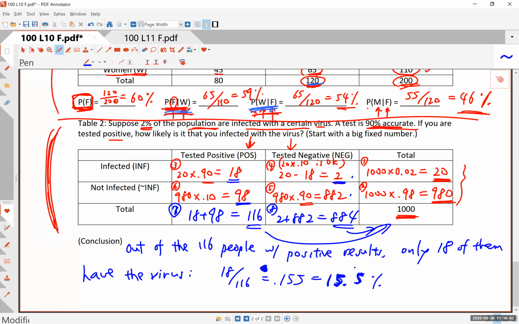Now, how could it be so wrong when the test is 90% accurate? Well, because there are a whole lot of people who have no virus as opposed to people who do have a virus. So the fact that this is very disproportionate causes the number of false positives to be a much larger number than the people who actually have the infection and test positive.